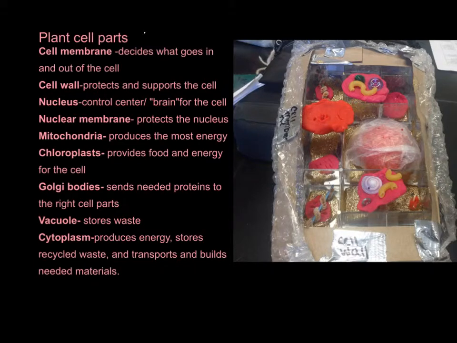The nuclear membrane is like the cell membrane and it protects the nucleus, but it also lets things go in and out. Mitochondria produce the most energy in a cell, and the chloroplasts provide food and energy for the cell. Golgi bodies act as the mailroom for the cell, and they send needed proteins to the right cell parts. Vacuole stores waste, and the cytoplasm produces energy, stores recycled waste, transports and builds needed materials.